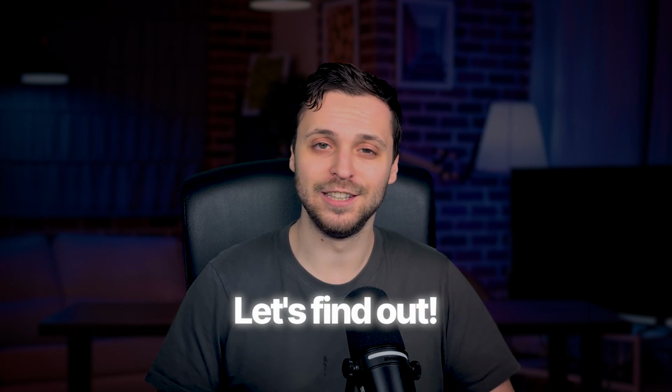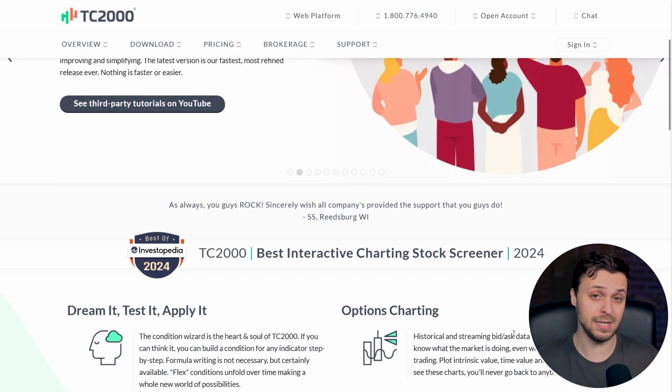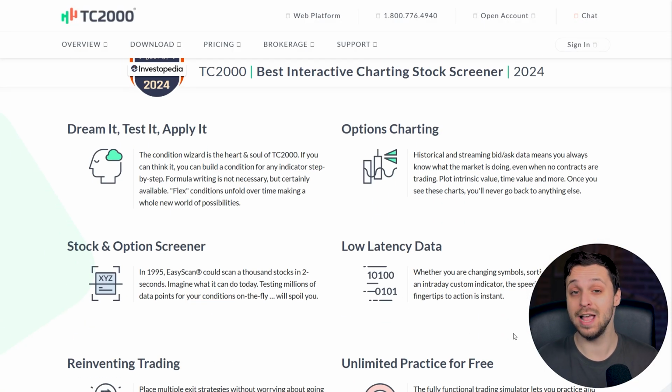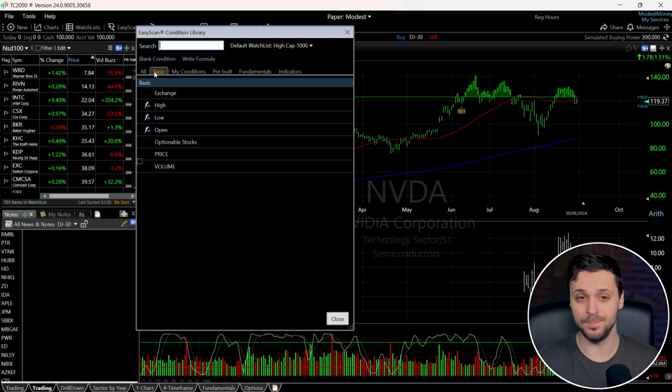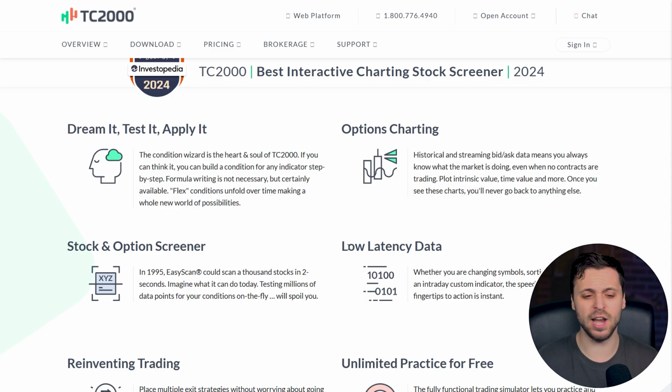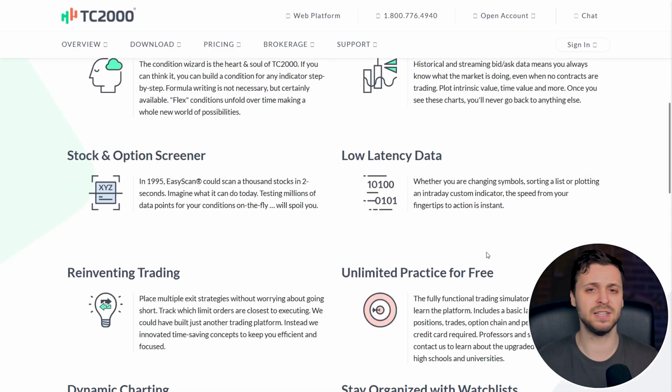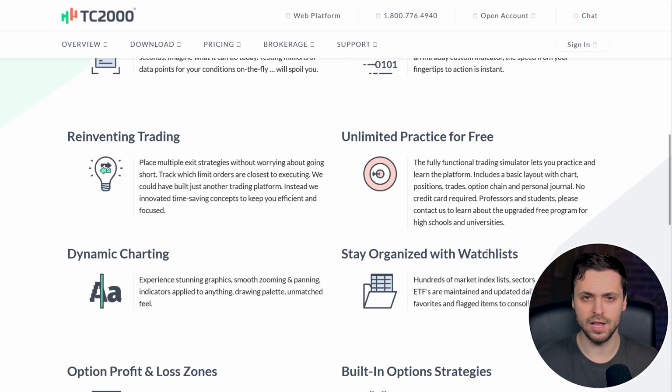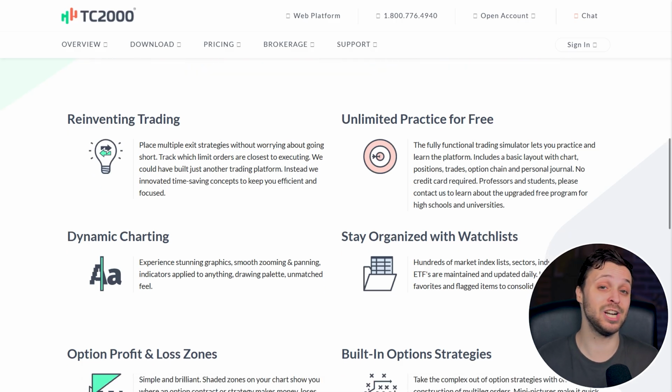Let's find out. Now, let's get straight to the heart of this TC2000 versus TradingView debate. These two tools might look similar on the surface, but they serve two very different kinds of traders. TC2000 is laser focused on active traders and options traders in the US markets. It is a high performance, desktop based platform that thrives on speed, precision, and real time scanning. I'm talking about milliseconds fast chart updates and an insanely responsive interface.